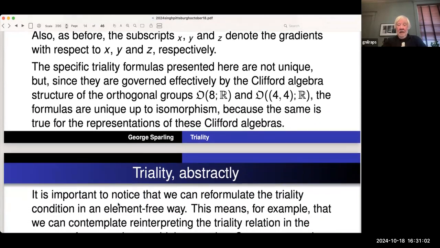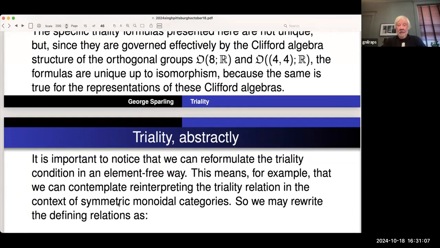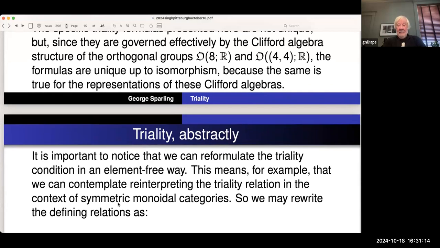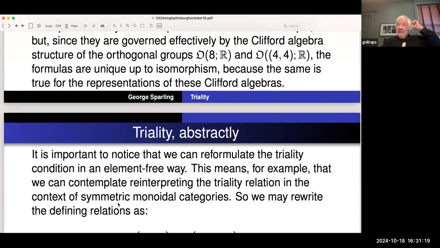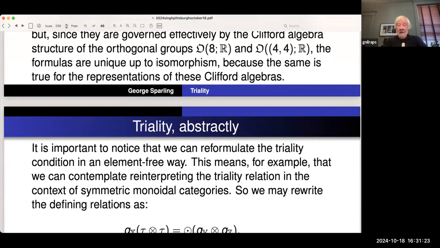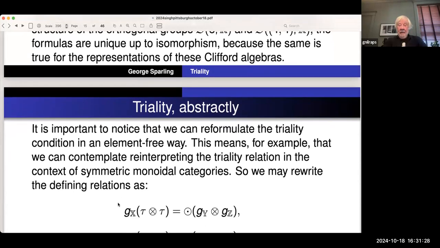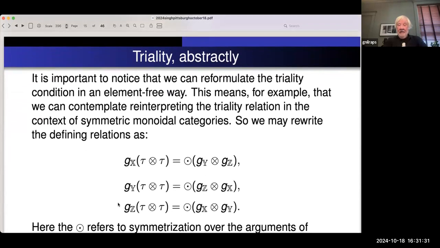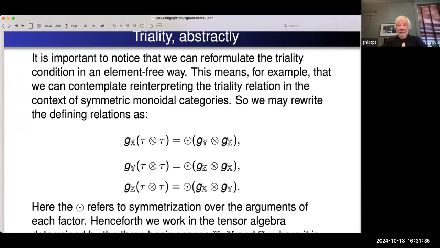Okay. Now, this is where I want to mention that you can get triality in a completely abstract way. That means, in particular, you don't necessarily have to think of yourself as being in the context of vector spaces. It could be some other context, in particular, what's called symmetric monoidal categories. So the defining relation is written in a funny way. I'll write it better in a second.